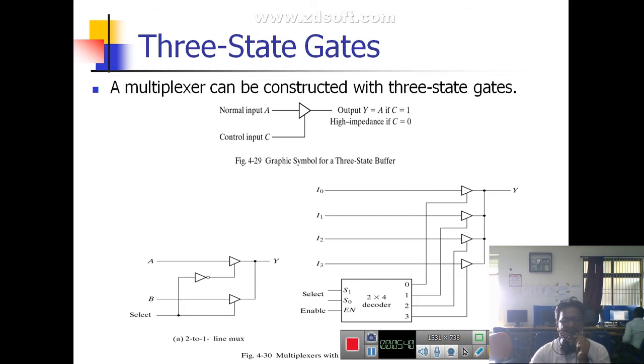Here, by using three-state gates, or three-state devices, we can construct a simple 2 to 1 multiplexer. Two of the three-state devices will be used as inputs, and one of the three-state devices will be used as the input, that means the selection line, for both of the inputs.